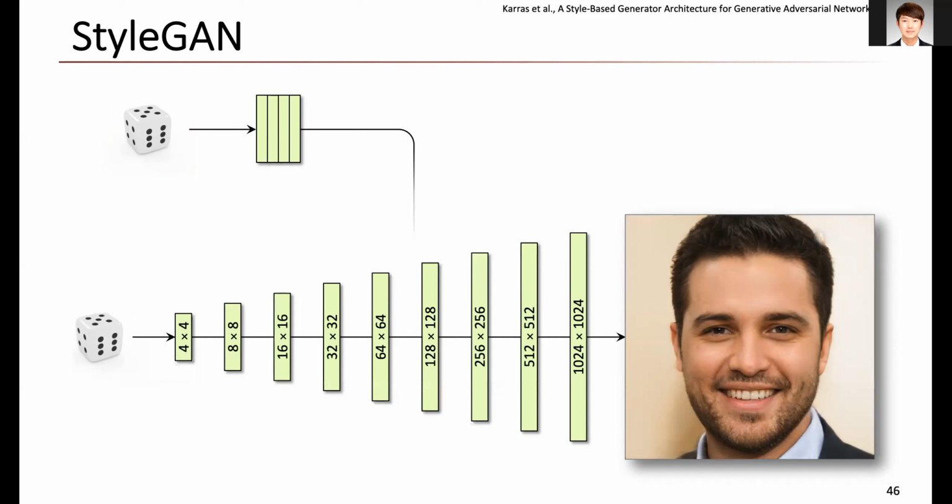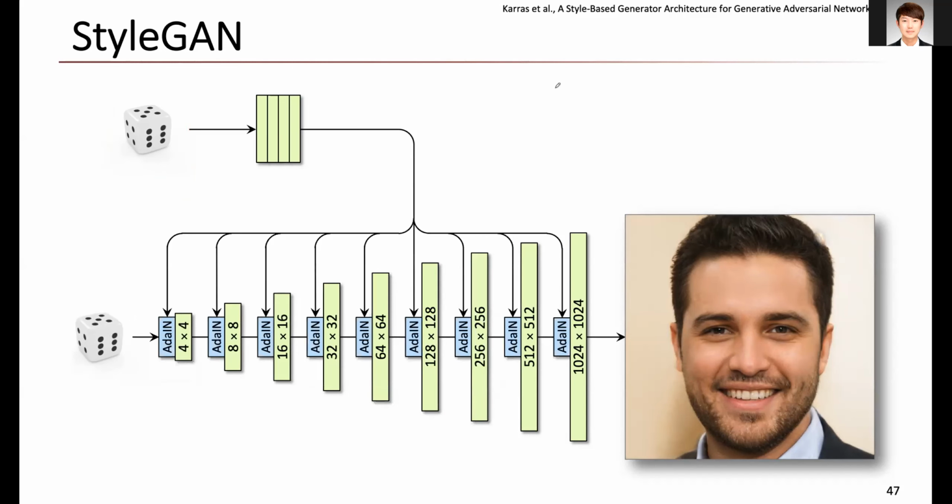One more thing is that, inspired by the progressive GAN, progressively injecting or progressively generating the images is one of the key factors in generating high quality images. So they just followed that idea. They try to inject the style code for every layer, starting from the 4x4 layer, 8x8 layer, 16x16 layer, to the 1000 by 1000 layer.